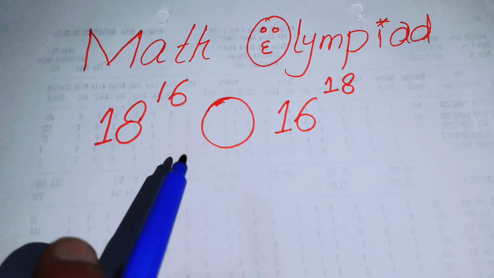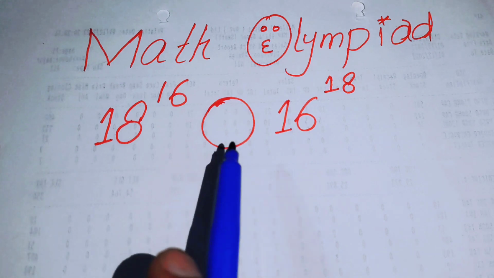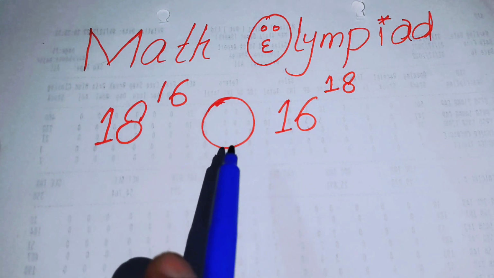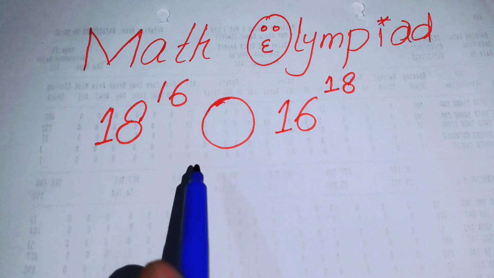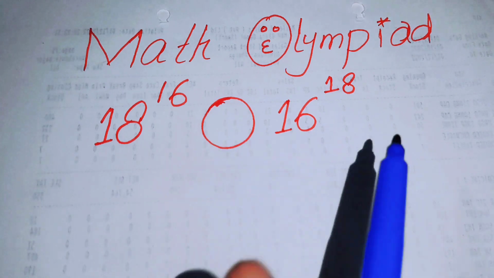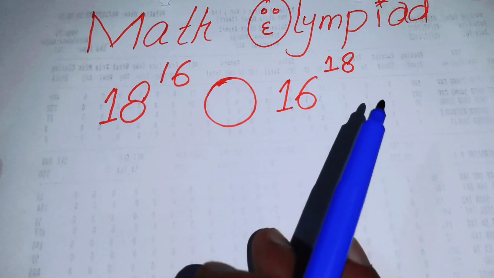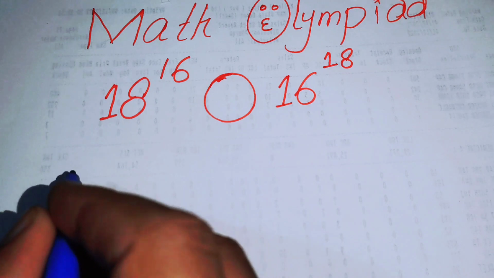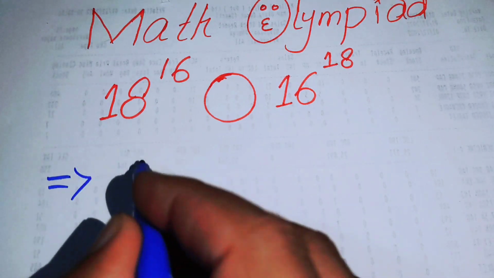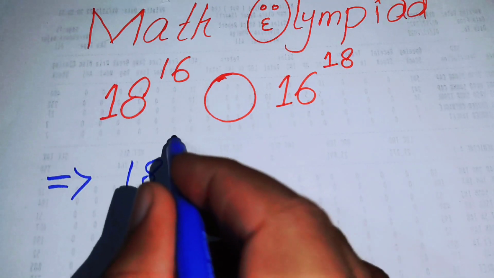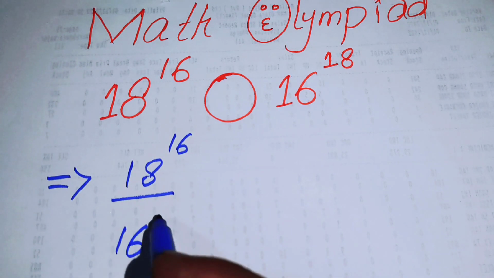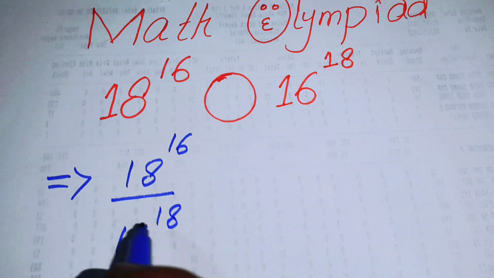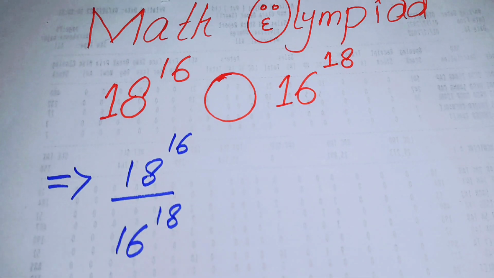In this video we are going to compare these two numbers, and now we can find which one of these numbers is greater than the other. The very first thing we are going to do is write these two numbers in fraction form, and here we have 18 to the power of 16 over 16 to the power of 18. Now we can first simplify this relation.